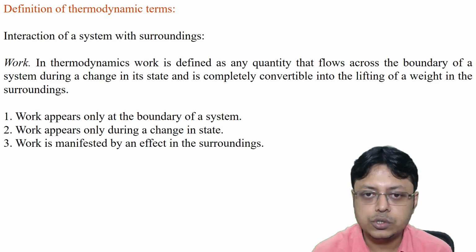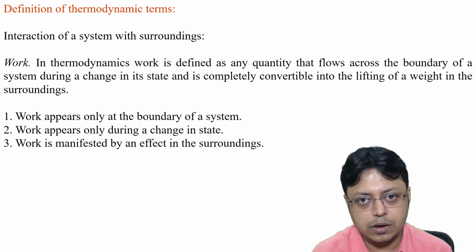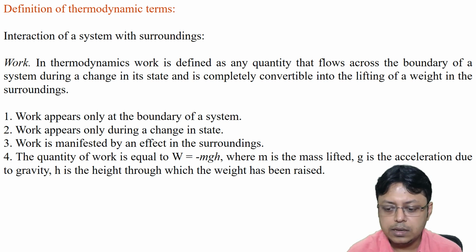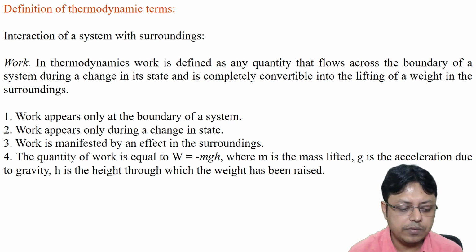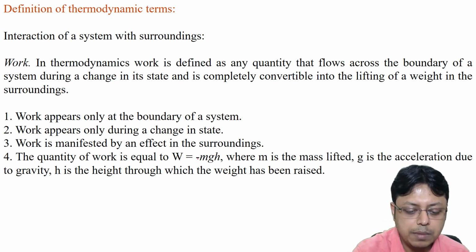In this case, we will show that the masses in the surroundings are lifted up or down if work is performed or work is destroyed. The quantity of work is W = -mgh, where m is the mass lifted, g is the acceleration due to gravity, and h is the height through which the weight or the mass has been raised. Now notice this minus sign, which is very important here.